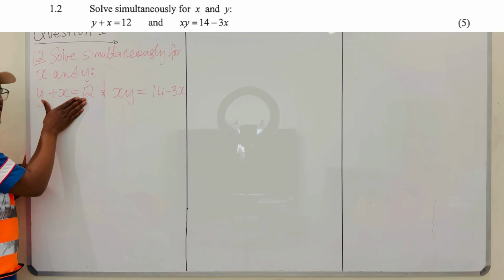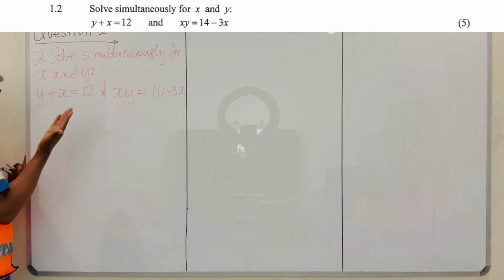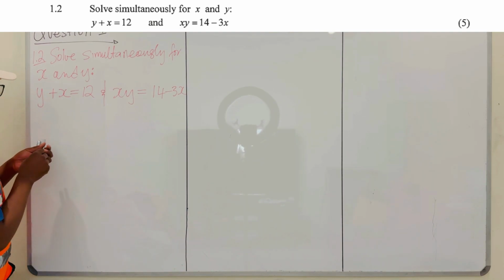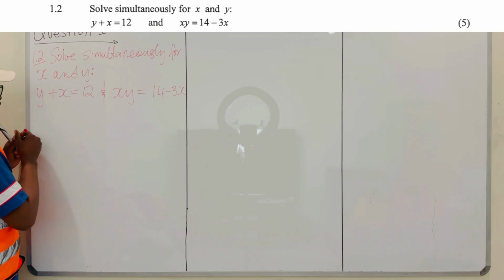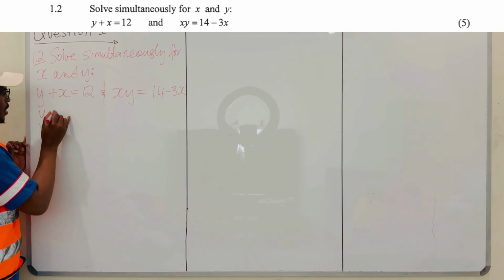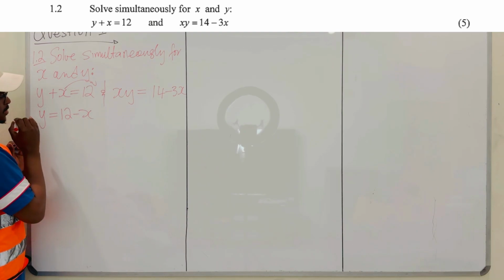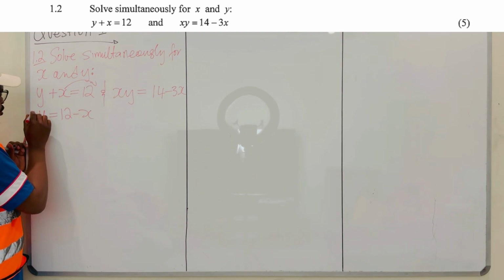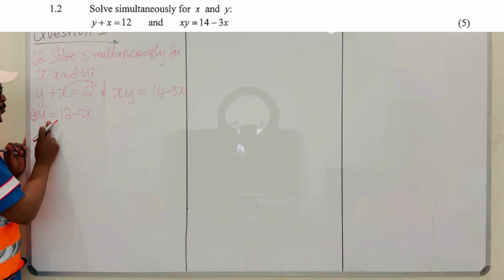So we should make x or y the subject of the formula. You want to be left with x or y on the side, one of them. So in my case, I want to be left with y here on the left-hand side. So y is equal to, I'll take the x to the other side, so I'll have 12 minus x. Right? So I've transposed the x and I'm left with y, the subject of the formula.